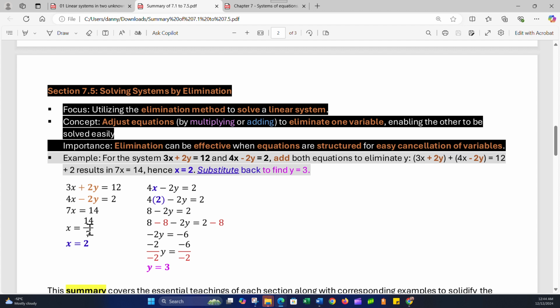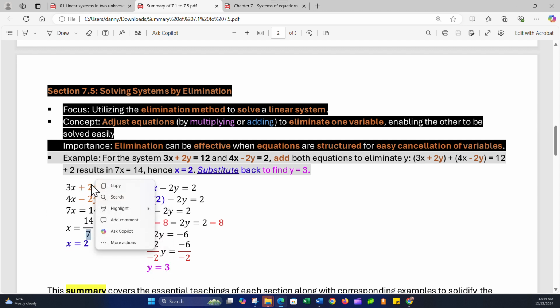Divide both sides by 7. Now you have x equals 14 over 7, which simplifies to x equals 2. And now, once you have a value for one of the variables, x equals 2 in this case, you just plug that value into either of the original equations in for x, and you can solve that equation now for the other variable. And once you have the other variable, now you have your solution. x equals 2 and y equals 3. This is the solution for both equations.